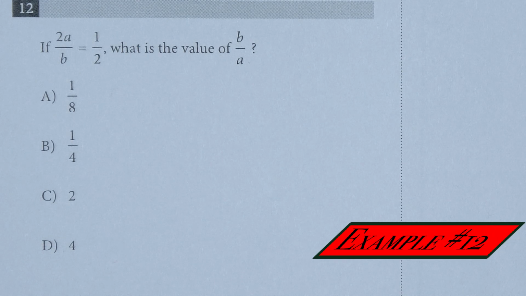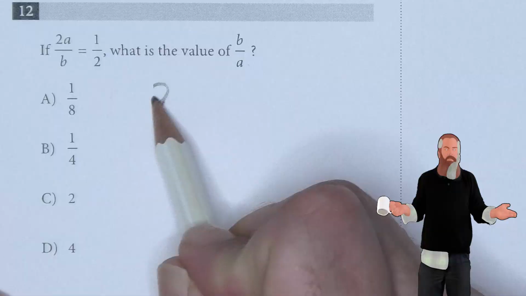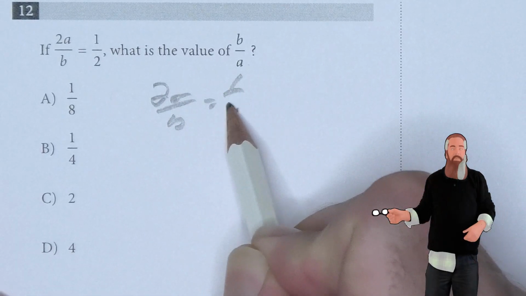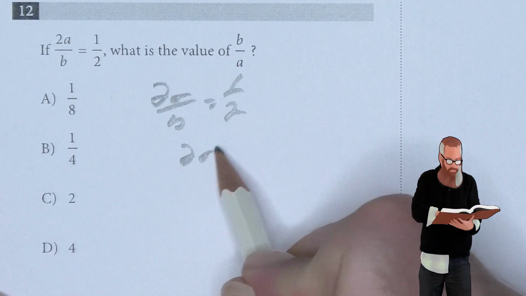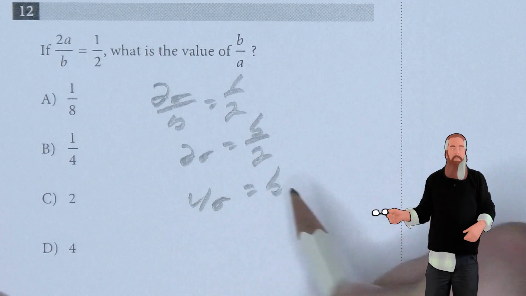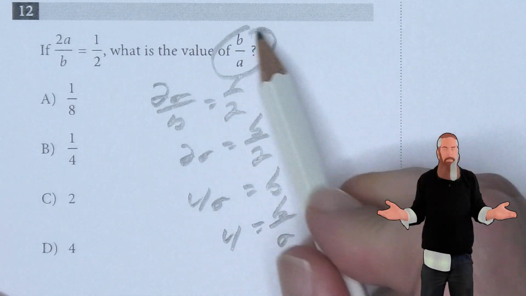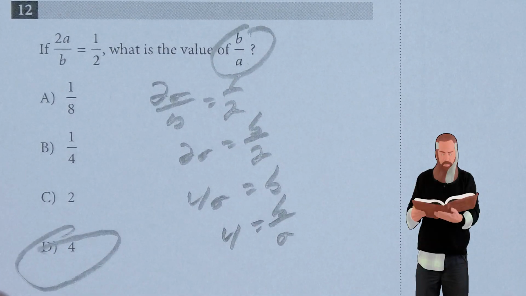If 2a over b is equal to 1/2, what is the value of b over a? Well, 2a over b being equal to 1/2 means that 2a is equal to b over 2, and that 4a is equal to b. It also means that 4 is equal to b over a, which is what we were after, so D is the answer.